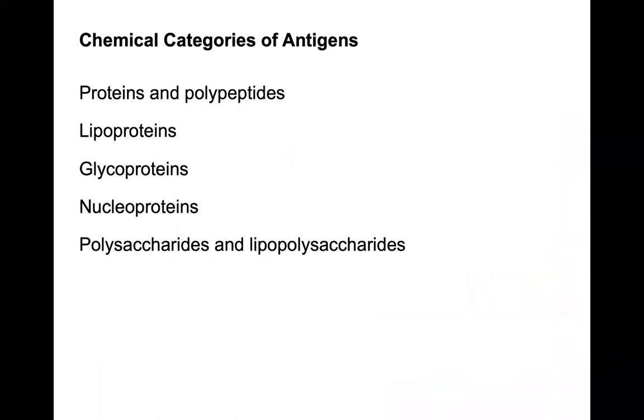There are various categories of antigens. You can have proteins and polypeptides, lipoproteins, which are more of a lipid protein base, glycoproteins, more of a sugar protein base, nucleoproteins, more of a nucleic acid protein base. Certain polysaccharides and lipopolysaccharides can also act as antigens.